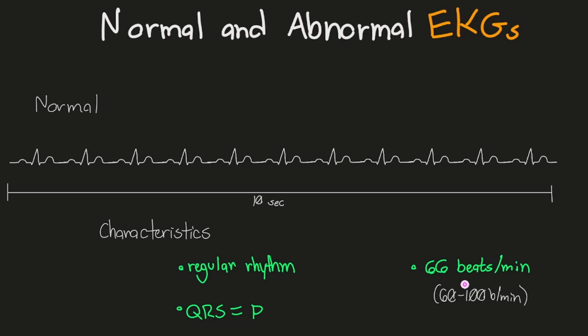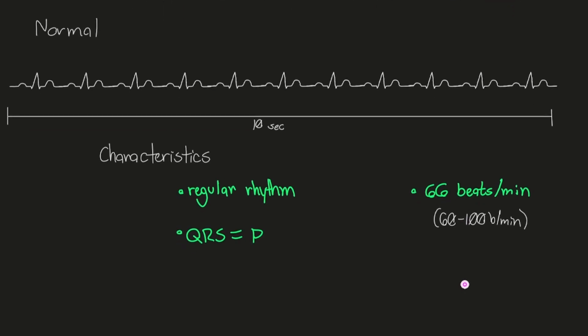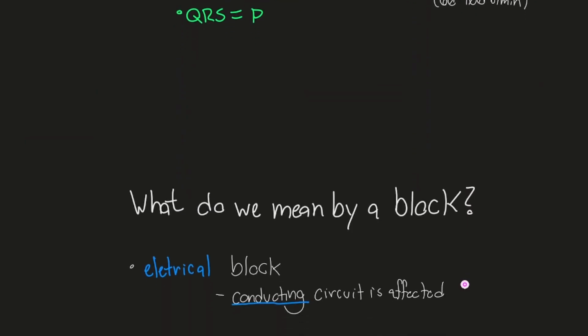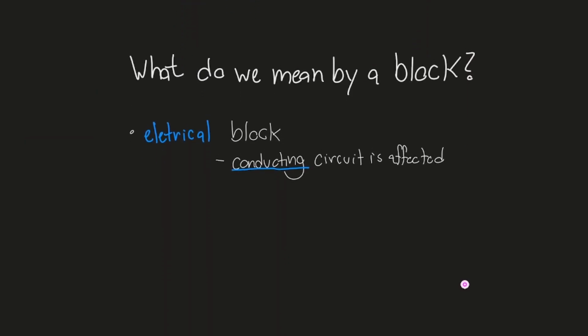Now we'll look at 3 degrees of electrical blocks, and after those 3, we go into fibrillations. But first, what do we mean by a block? What we mean by a block is an electrical block, which is a conducting circuit being affected. So it's not an actual physical block, like a coronary artery being blocked by some foreign object or by fatty deposits. It is some affected area in our conducting circuit.